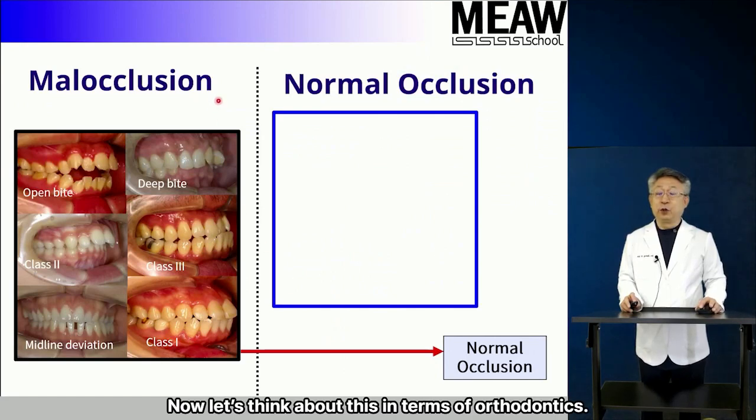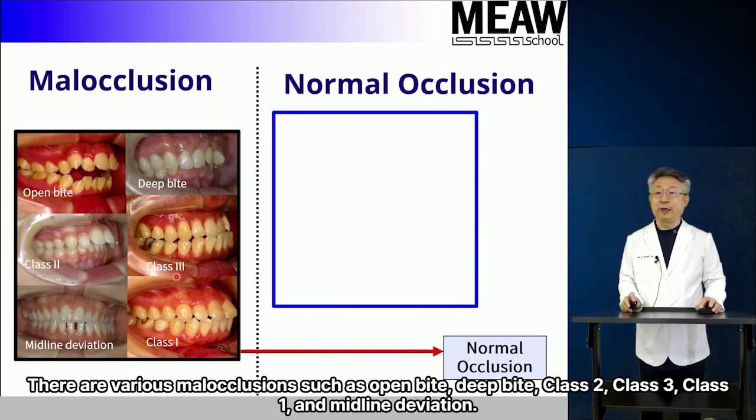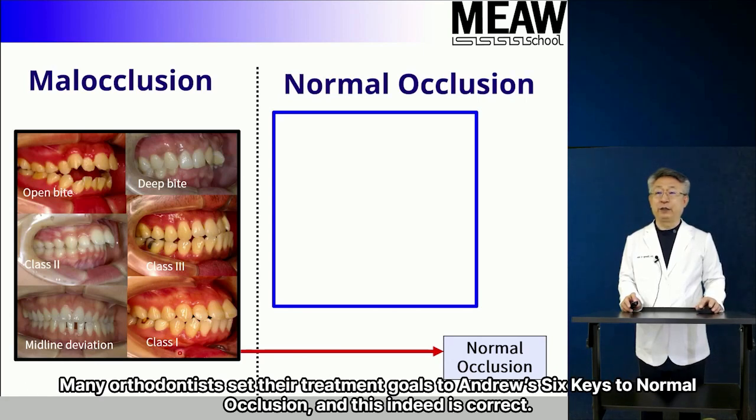Now let's think about this in terms of orthodontics. There are various malocclusions such as open bite, deep bite, class 2, class 3, class 1, and midline deviation. Many orthodontists set their treatment goals to Andrew's 6 keys to normal occlusion, and this indeed is correct.